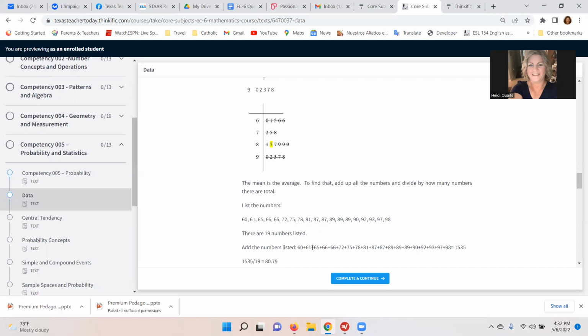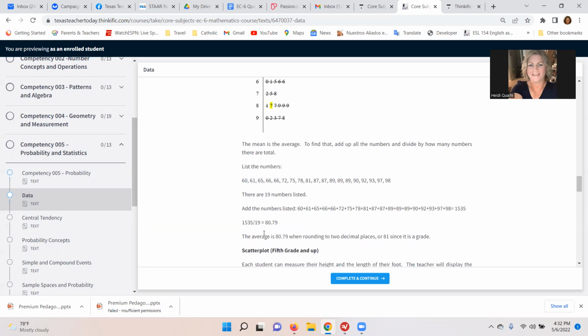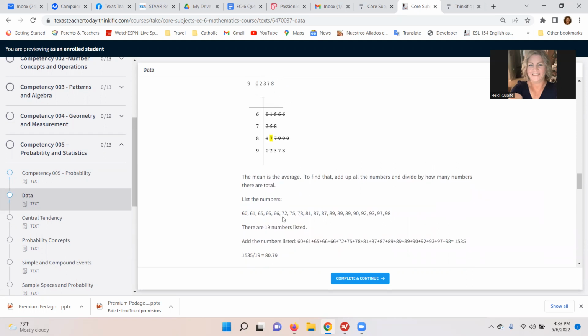So I give you ones that are maybe a little bit more lengthy than what you might see on the test. You add all of those up and you get 1,535, and then you divide that by 19, because remember, to find the average, you add up all the numbers and then divide by the number of items you have. So there's 19. So the average or the mean is 80.79. So we already found the mean, median, and mode. Makes it really quick and easy.